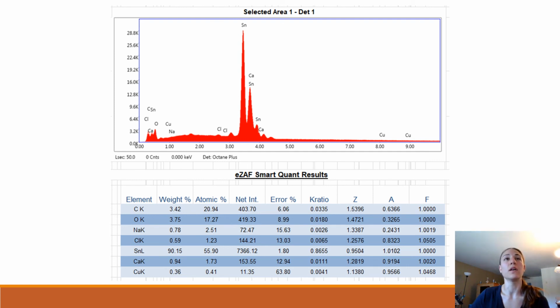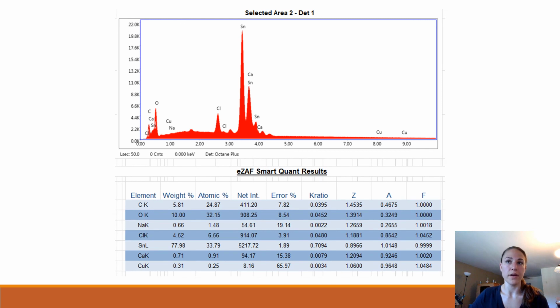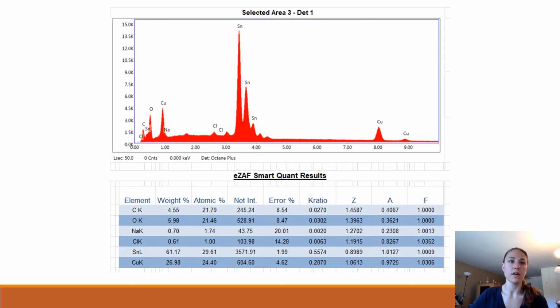So again, not much different than the first supplier. We have our tin, we have our chlorides, not enough copper to constitute a failure on this first selected area. Area 2, again, not enough copper to constitute a failure. And then in area 3, we can start seeing our peaks of copper, and so this corrosion test will be considered a failure for the supplier as well.